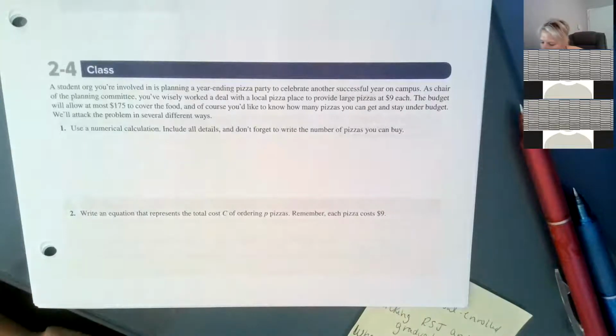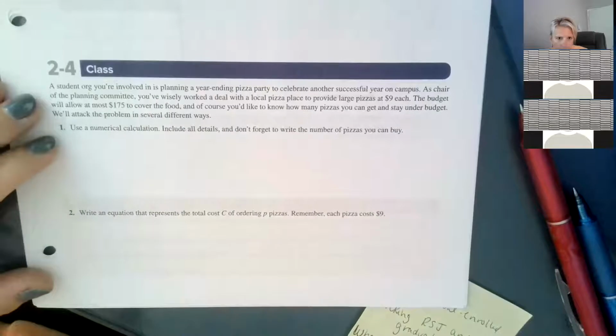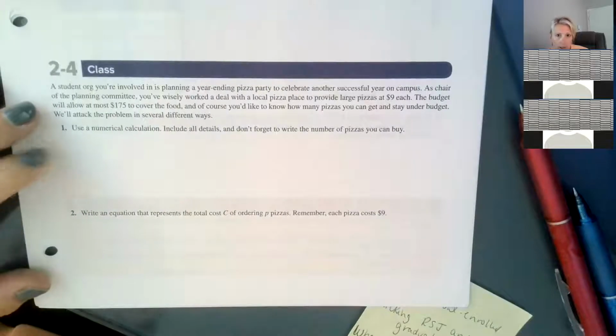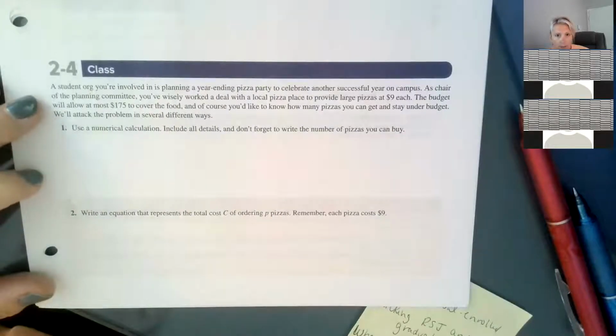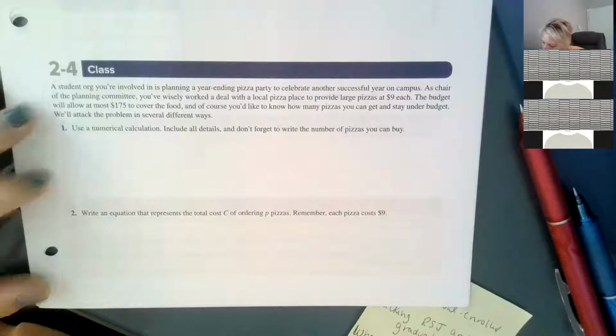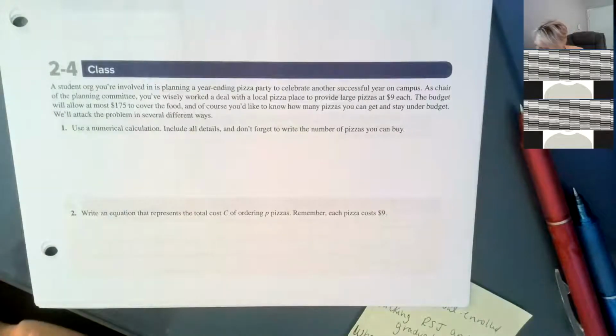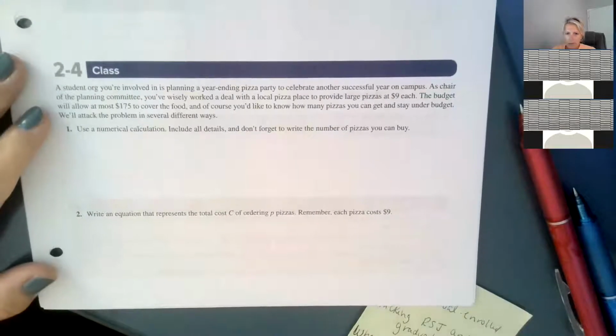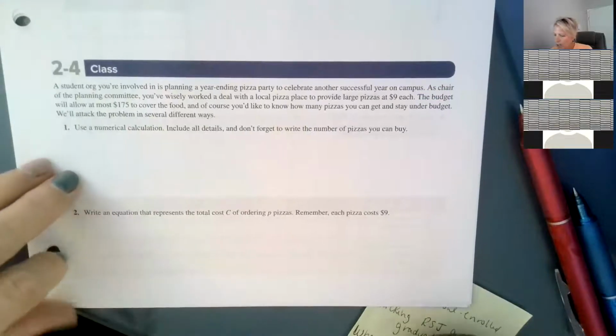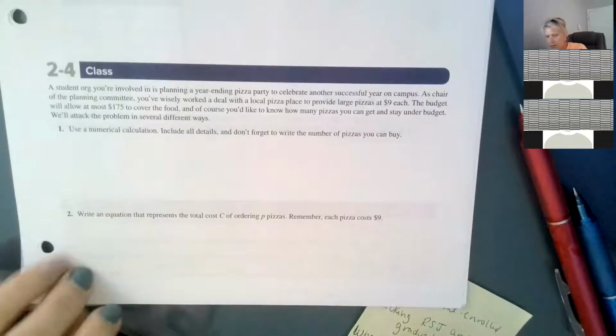So it says a student org you're involved in is planning a year-ending pizza party to celebrate another successful year on campus. As chair of the planning committee, you've wisely worked out a deal with a local pizza place to provide large pizzas at $9 each. The budget will allow at most $175 to cover the food. And of course, you'd like to know how many pizzas you can get and stay under budget. We'll attack the problem in several different ways. So I'm going to let you start working on 1 and 2, and then we'll resume and answer some questions.